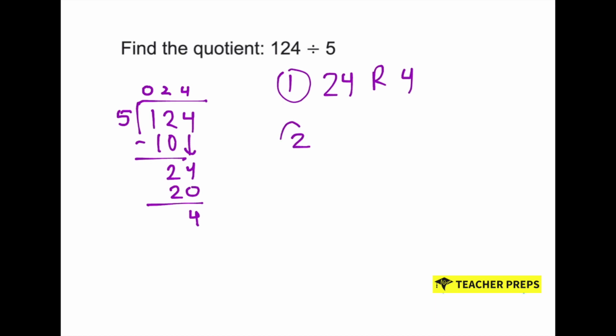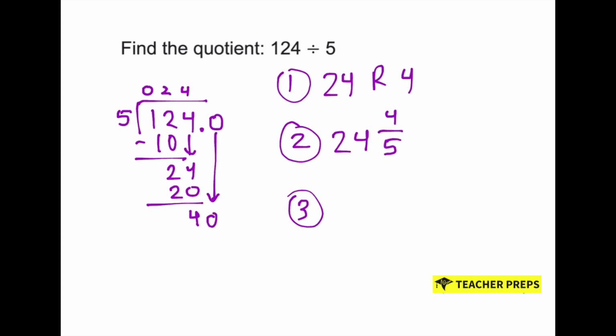The second option is to make it a fraction. We have 24 with 4 left over out of the 5. And the third option is to continue by making it a decimal. To do this, we have to add a decimal point and a 0 and bring that 0 down. You can see that 5 goes into 40 8 times. And now we don't have any left over. That decimal point goes straight up, and our answer would be 24.8.